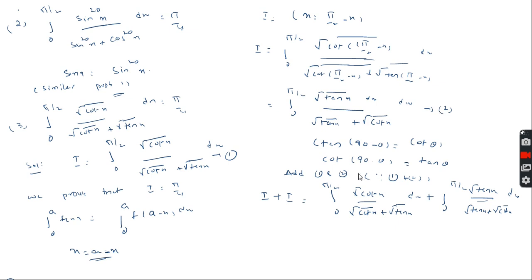We can add 1 and 2. What is the value of 1? 1 is nothing but I, and 2 is also I. That is, I plus I is equal to, in this one, the integral from 0 to pi by 2 of root of cot x by root of cot x plus root of tan x into dx, plus the integral from 0 to pi by 2 of root of tan x by root of tan x plus root of cot x into dx.